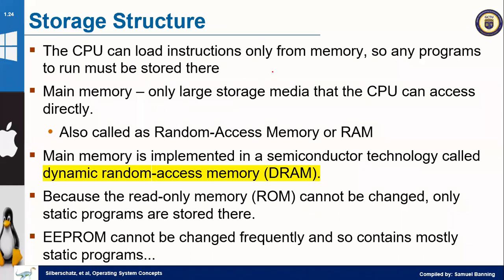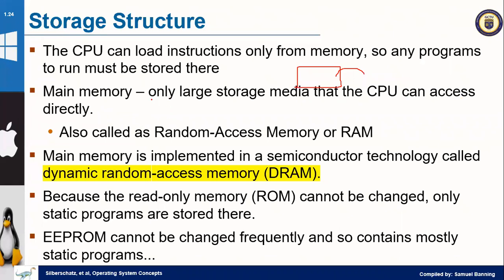Now, the CPU will only take instructions from the main memory. So any program that must be run has to be in the main memory. Simple as that. Like, you were asking about the date and time. For the date and time to run, that application must be in the main memory. So the main memory is the only large storage media that the CPU can access.